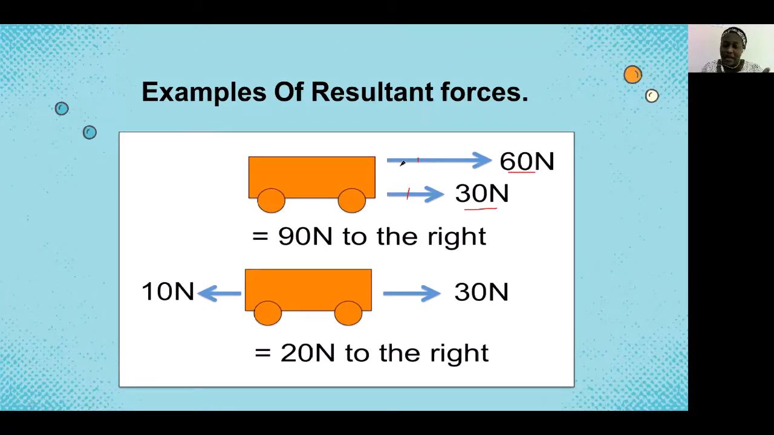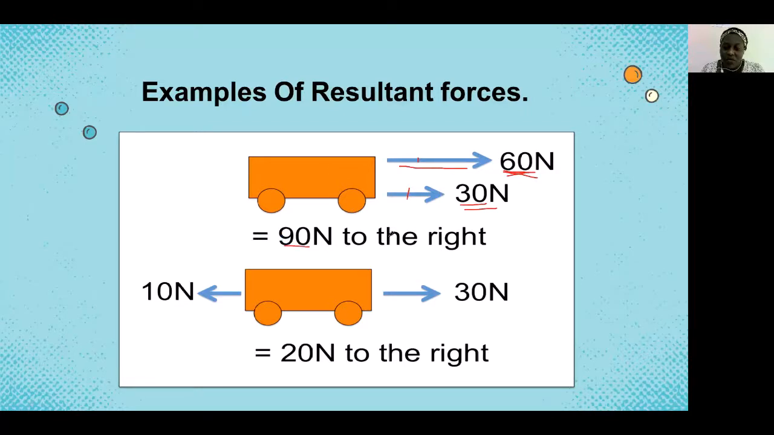Now this arrow here is long and it is 60. For example, let me say there is Crystal here and there is Paige here, and they are pulling this object. Crystal is applying force equivalent to 60 newtons, and Paige is applying 30 newtons. Now, when you want to get the amount of force used to move this object, you add 60 plus 30, and then you get 90 newtons.